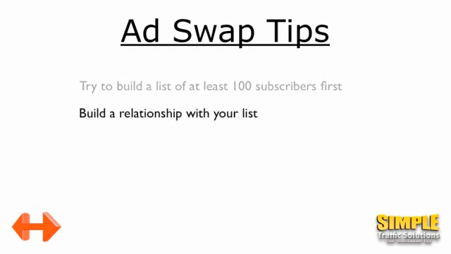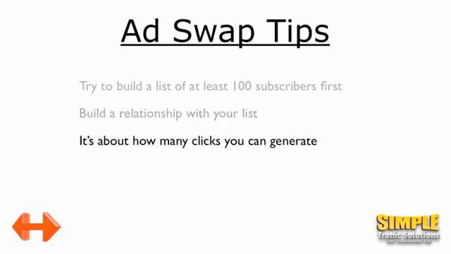You also want to build a relationship with your list. Okay, you don't want to just build a list of subscribers, let's say, for example, 500 subscribers, and not actually do any sort of communication with these people. You don't just want to build the list and that's it, and then start doing ad swaps, because you'll find your list won't be responsive enough. You've got to build a relationship with your list. Okay, so make sure you offer value.